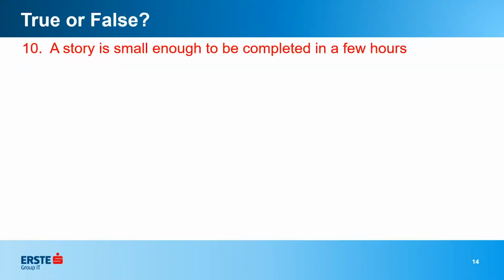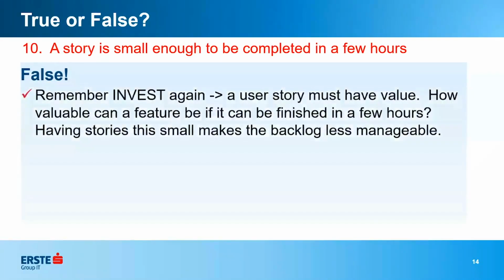All right, the last true or false question. A story is small enough to be completed in a few hours. Yes. Remember INVEST again. A user story has to have value. If you can honestly implement something in a few hours, it's probably just a task. So why spend all the time refining, estimating, coming up with tests, and doing all those things when it can just be a task? Do this, make sure it's done, finished.